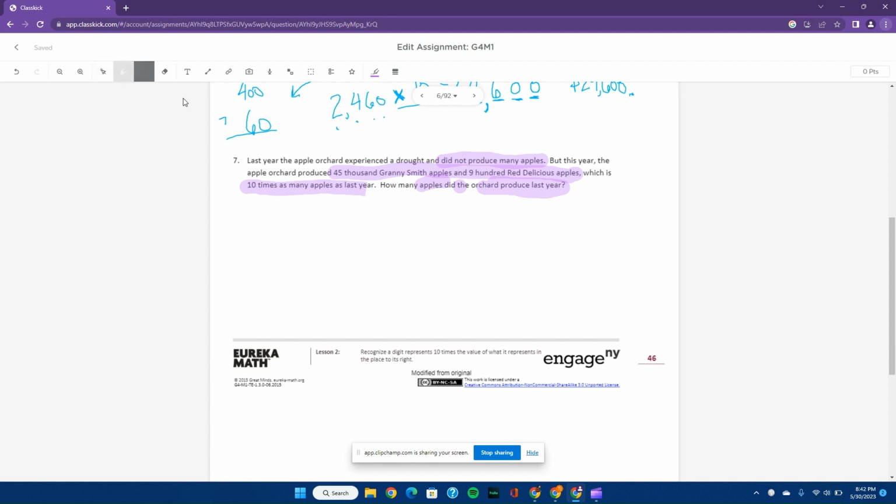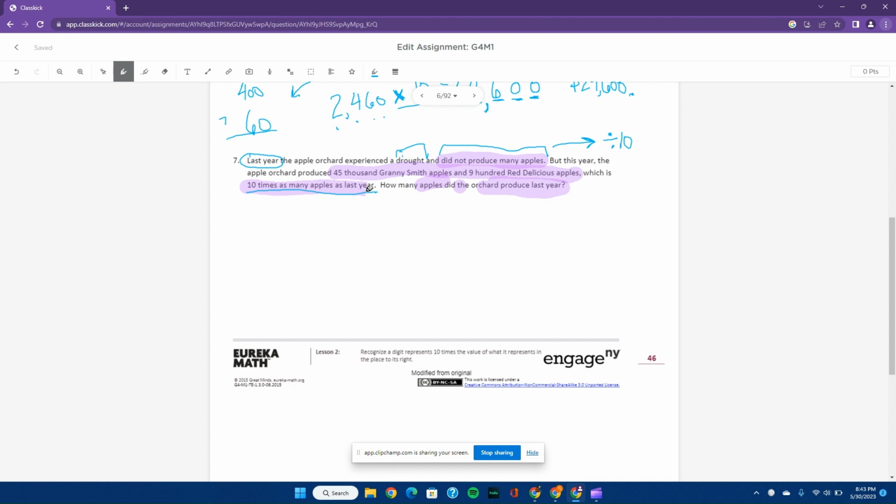Okay? So what we need to keep in mind here is these 2 years. Last year, not so good. There was a drought, and it did not produce as many apples. What they're trying to tell you is that you need to divide, because when we divide, things get smaller. This year, the apple orchard produced 45,000 Granny Smith apples and 900 Red Delicious apples, which is 10 times as much as last year.